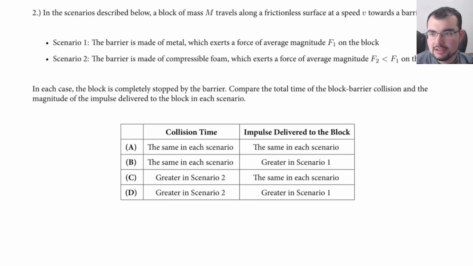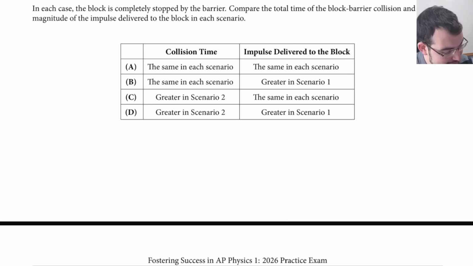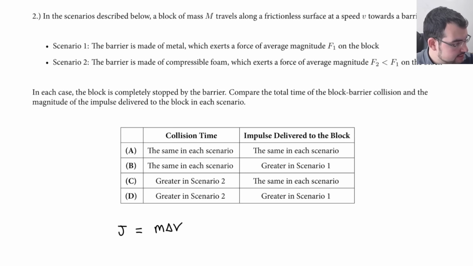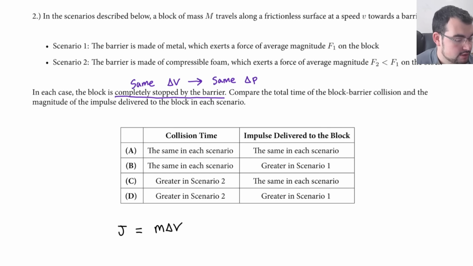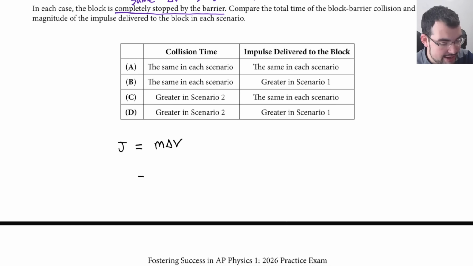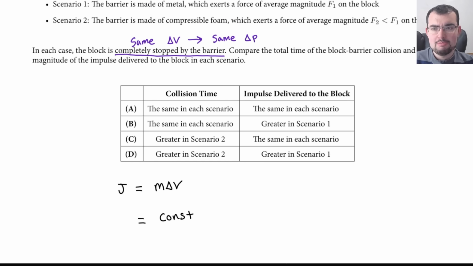Anytime you're talking about collisions and time and force, we want to use the impulse-momentum theorem, which says the impulse, by definition, is the momentum change. The key detail is that we're completely stopped by the barrier in each case. If we're completely stopped by the barrier, that means we have the same delta v. So we have the same momentum change, so our impulse is the same. I call this the egg drop problem, whenever you have a constant impulse and have to figure out how to build your collision.